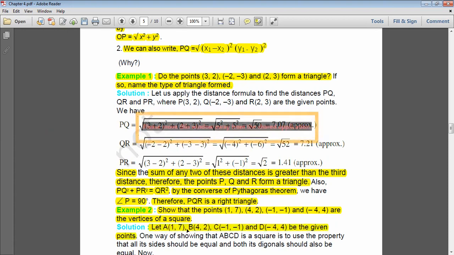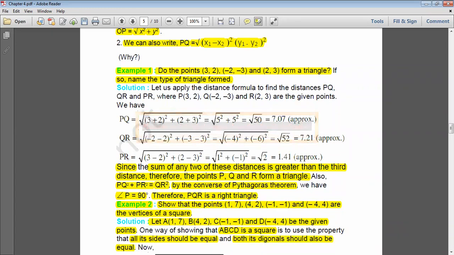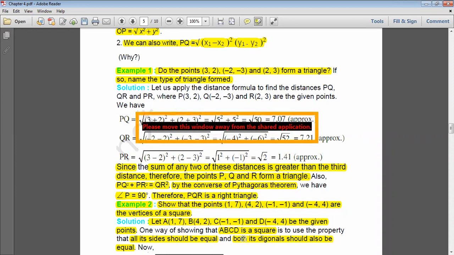Okay, we have named them. Now, what are the ways? First way is that ABCD is a square. We want to prove that. How can we prove it? By using the property of a square that all of its sides are equal. And another condition is that both its diagonals should also be equal. See, if all the sides are equal, and suppose we are not taking the condition that both its diagonals should be equal, what happens? Then can we say that it forms a square?